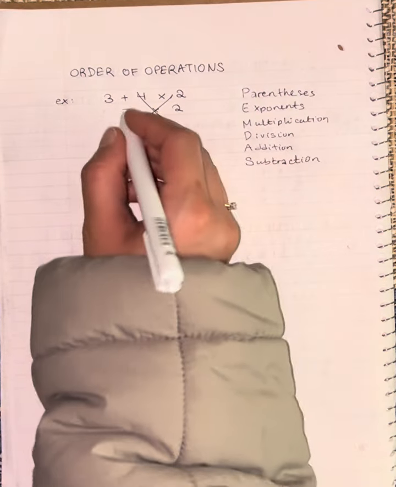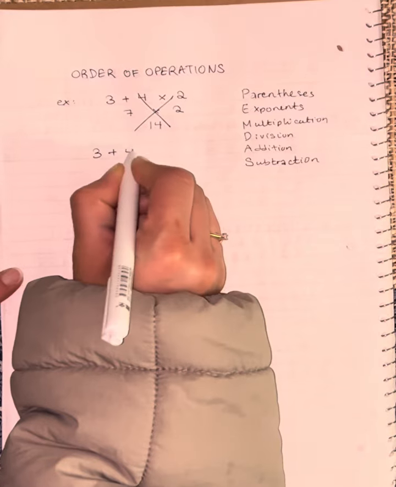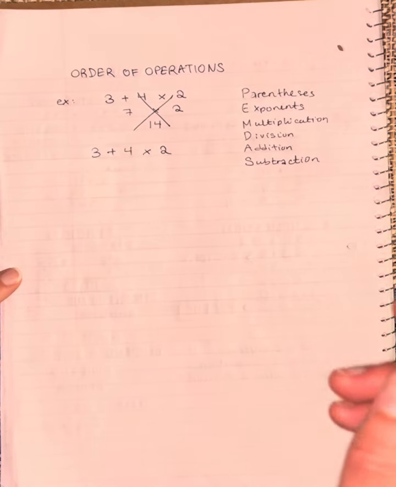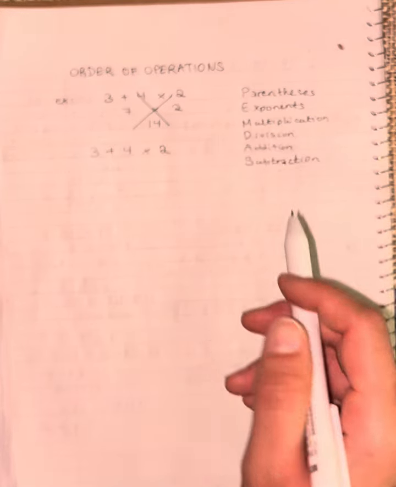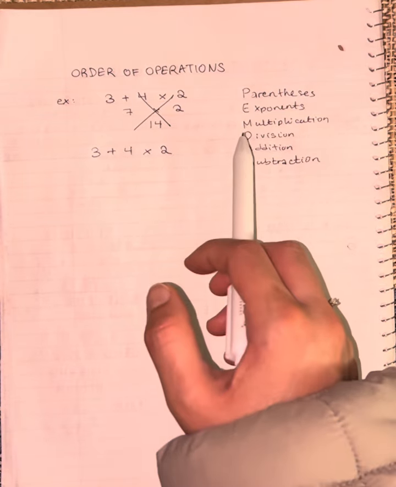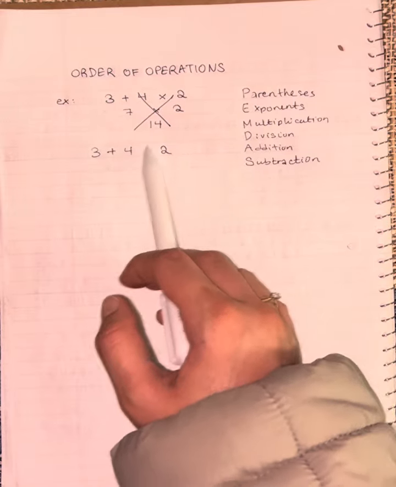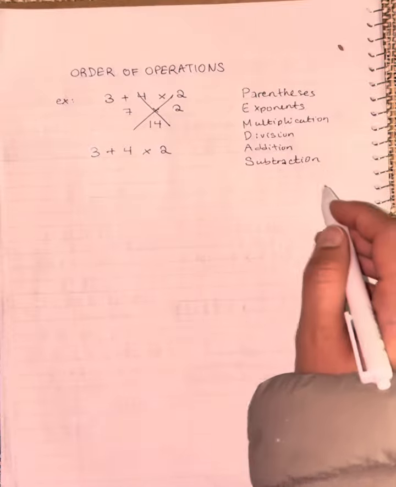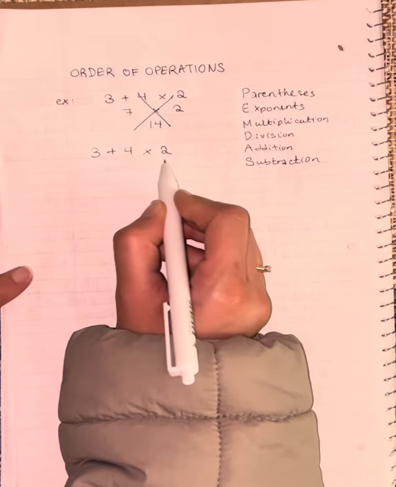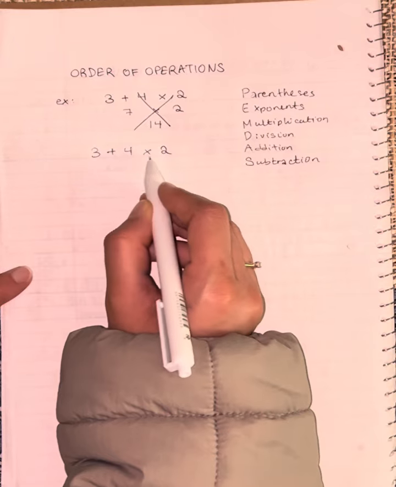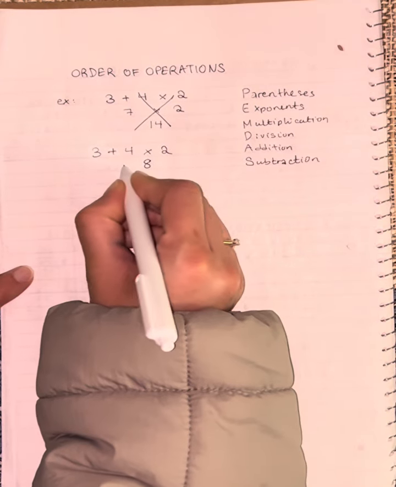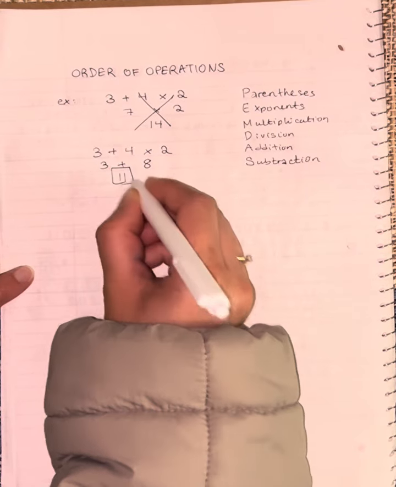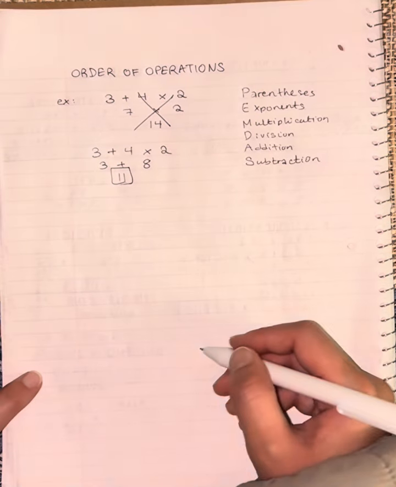So in this problem, I'm going to rewrite it here. We have 3 plus 4 times 2. We're going to look at PEMDAS and see which letter comes first for our operation. So we can see that M for multiplication comes before addition, right? So that would tell us that we need to do the multiplication part first. So over here, 4 times 2, 8. Then I would add the 3, and I would get an 11. This here would be the correct answer for this problem.